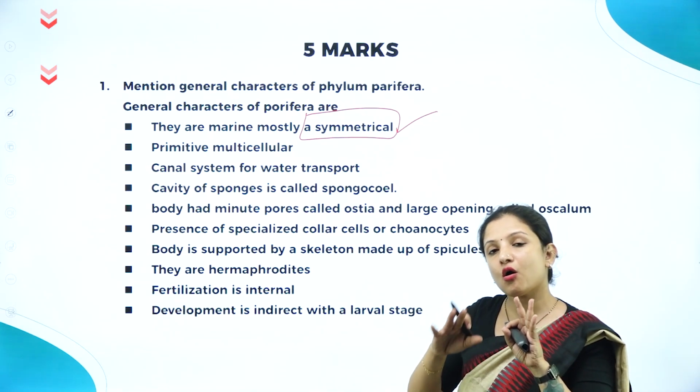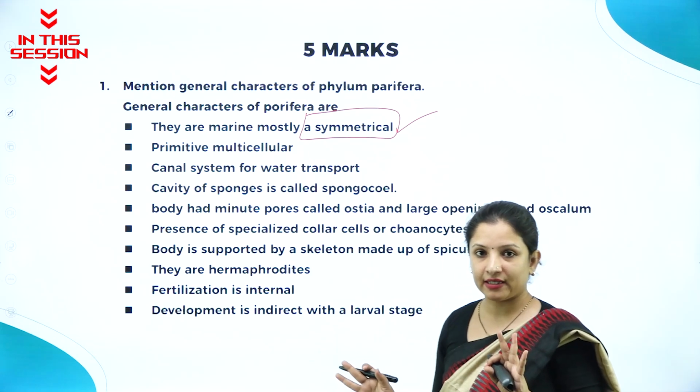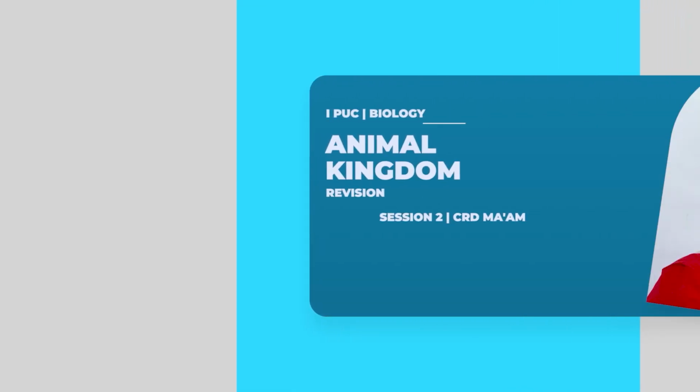Apart from porifera, all the other organisms exhibit symmetry, be it radial or bilateral. It is only porifera that doesn't exhibit any symmetry.